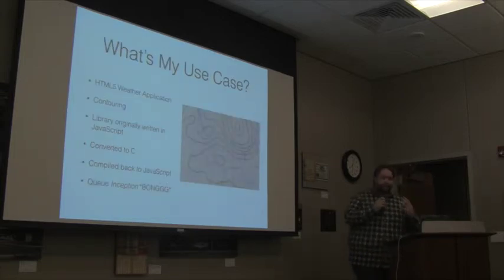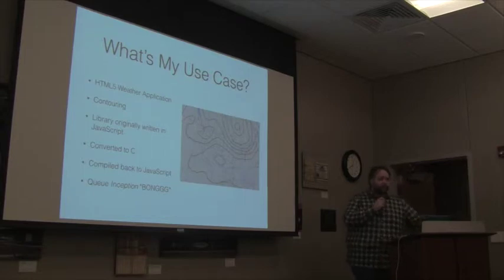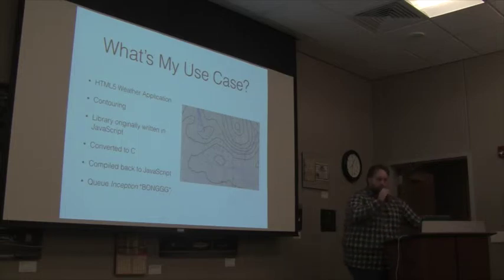So specifically, what is my use case? As I said before, I have this HTML5 weather application, and one of the things that we weather people love to do is contour. We like seeing lines of constant data on maps. It's a big deal for us. So I wrote this library way back when that was actually a port of a Pascal library from a 1982 weather journal I found. Converted it to C. When I found the performance wasn't that good, decided to compile it back to JavaScript. So, yeah. Boom. Little Inception sound there for you.